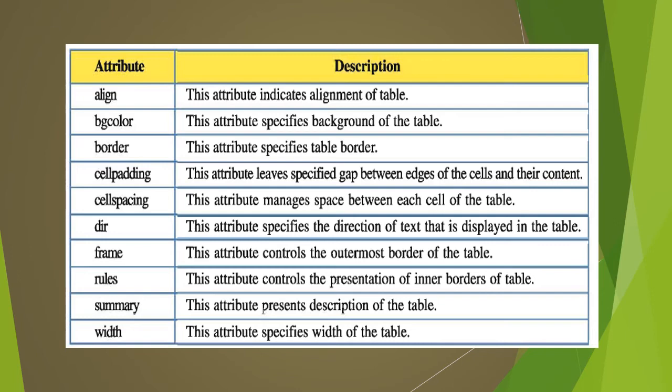Cellspacing manages the space between each cell of the table. DIR specifies the direction of the text displayed in the table. Frame controls the outermost border of the table. Rules controls the presentation of the inner border of the table. Summary presents a description of the table. Width specifies the width of the table.